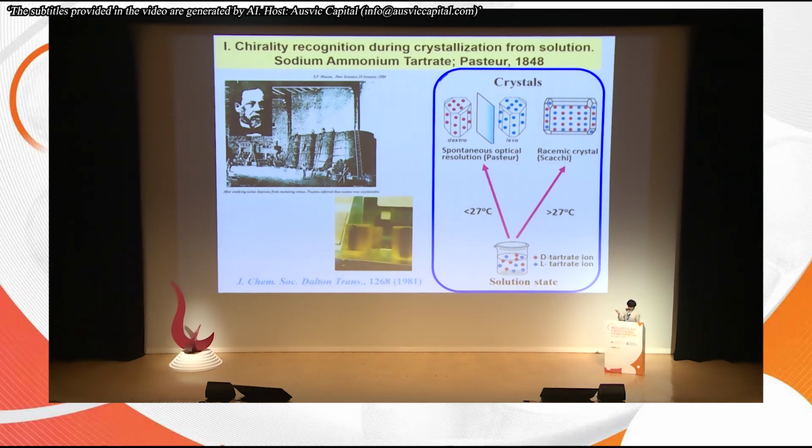This is the famous Pasteur's experiment, sodium ammonium tartrate. D and L tartrate: only L get together to form crystals, or only R get together to form crystals, or you can have a one-to-one mixture. The difference is temperature, 27 degrees below or above, and this is Pasteur, and this is Scacchi in Italy. There was no air conditioning in those days, so he got these racemic crystals. So I worked on how they recognize each other a long time ago, before you were born, perhaps. I published a paper in 1981.